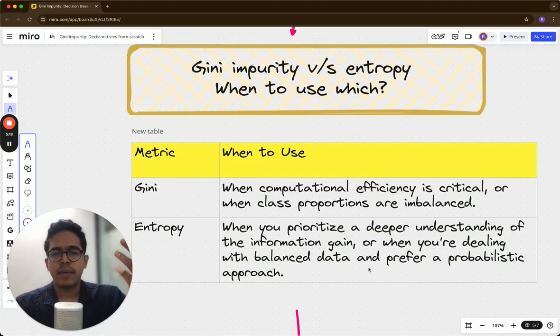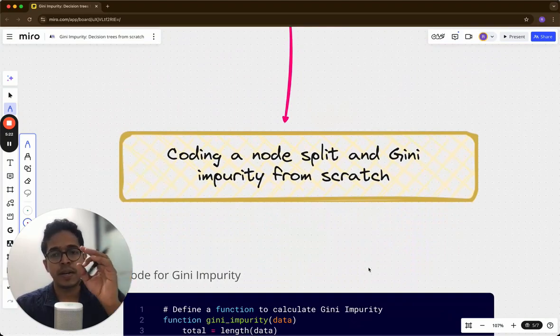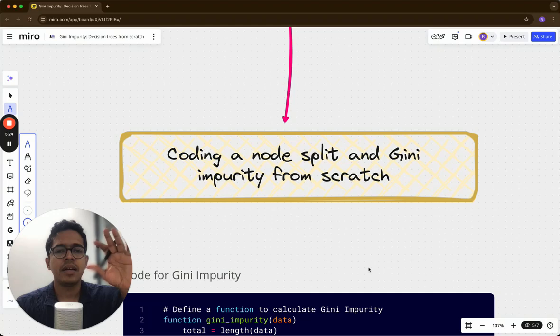Now it is a good time for us to start implementing the node splitting and Gini impurity from scratch. Please understand, we are not implementing the entire decision tree building from scratch here, because that we already did in the last lecture very well.